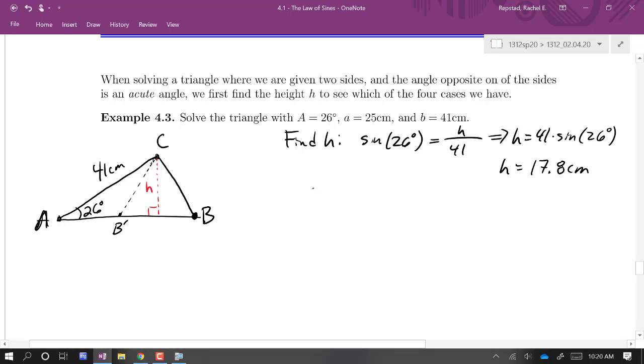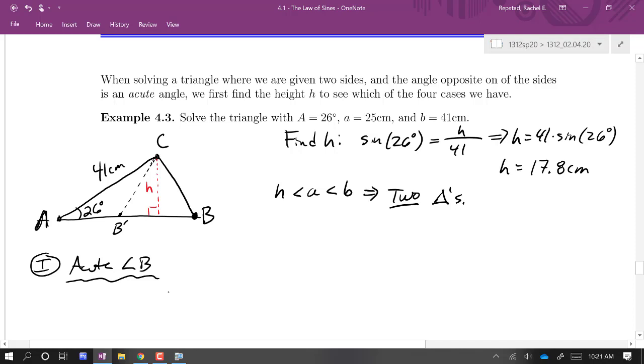So first, let me just write out our conclusion. A is between H and B, and that means that there are two triangles. So the first triangle, acute angle B. Oh, we know side A. Let me label that 25 centimeters. So we can use law of sines. We have the matched pair, right? 25 over sine of 26 is 41 over sine of B.